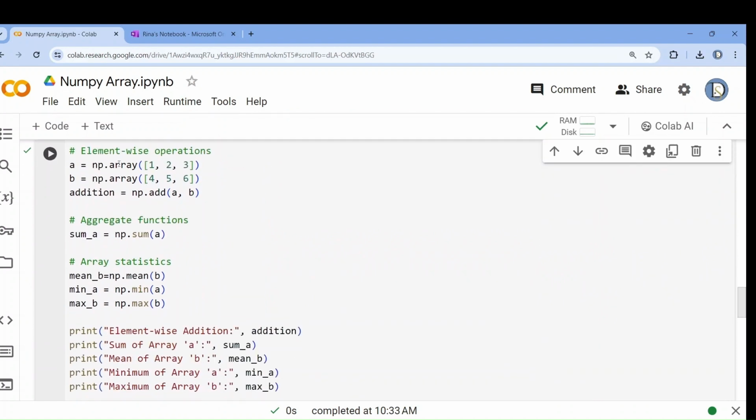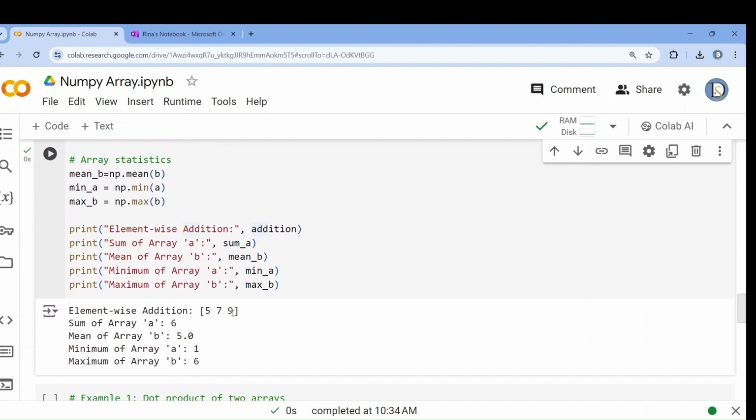Now see this one. Element wise operations. I have first created an array 1, 2, 3. Second array is 4, 5, 6. Now what I want is to add them, like 1 plus 4 to become 5, 2 plus 5 to become 7, 3 plus 6 to become 9. Then what can we do? We can just write the add function. Then these will be added. Every element of the arrays will be added with each other. Let me show you first. See here, 5, 7, 9. Fine.